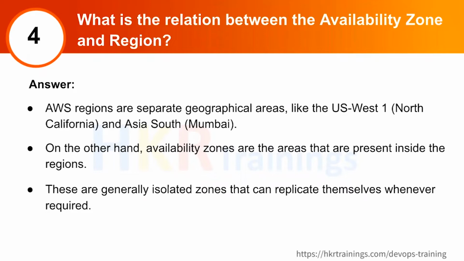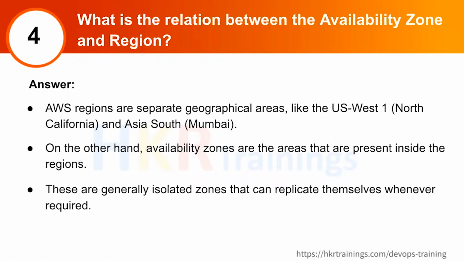So we have Australia, Germany, Europe, UK, Canada, Montreal. So we have the different geographical areas where AWS has their own data centers, and from there we can create our AWS resources into specific regions. On the other hand, availability zones are the areas that are present inside the regions.